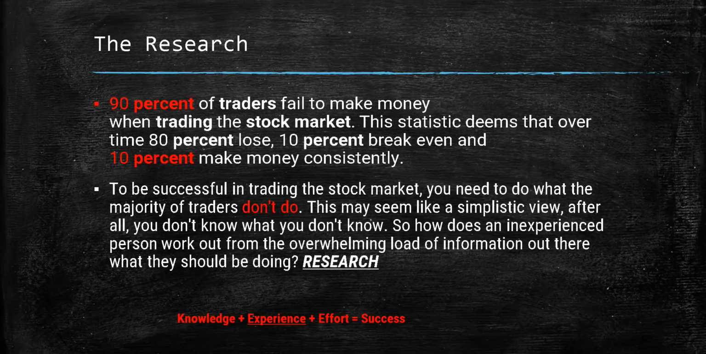So real quick, just a couple of interesting points here. 90% of traders fail to make money when trading the stock market. Now that stat is broken down into 80% lose, 10% break even, and 10% make money consistently. To be successful in trading the stock market, you need to do what the majority of traders don't do. It's a common misconception when everyone's jumping on Discords with the same people, under the same mindset, under the same play. You're never going to be as good as the persons who set up that play. So again, do things that the majority of traders don't do.